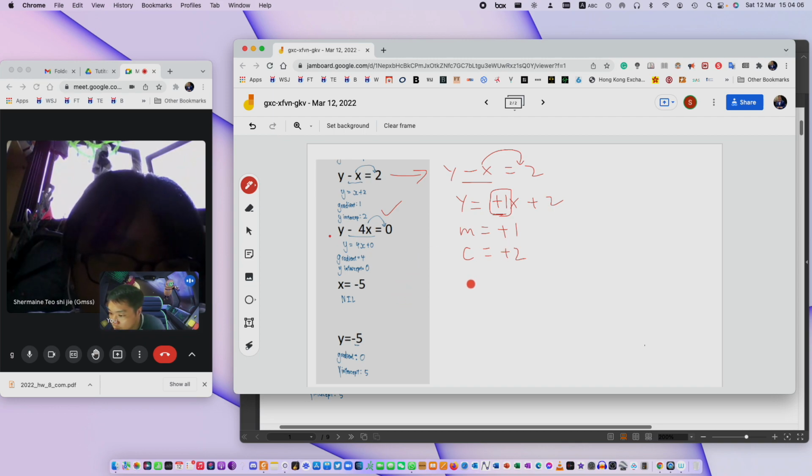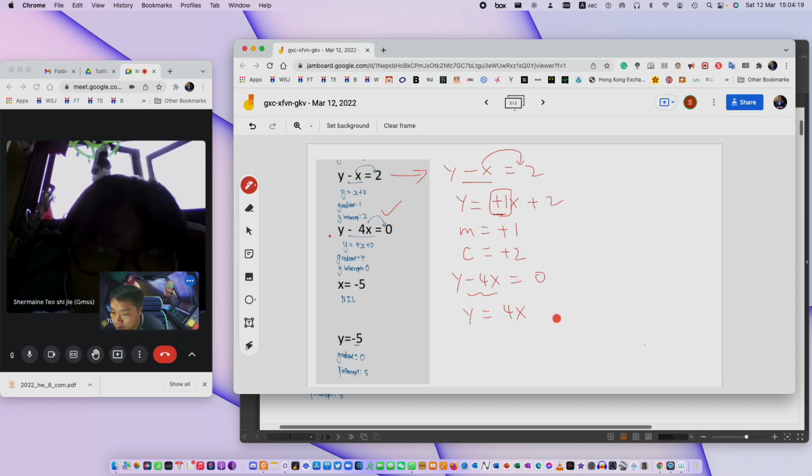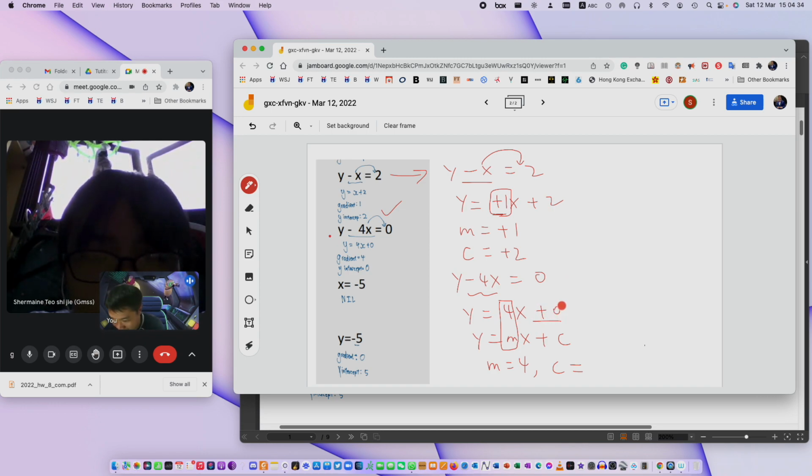Okay, so next question, very simple also. y minus 4x is equal to 0. Same thing, your minus 4x, you have to move it over to match the format. The format is y equals mx plus c. So you can compare that your m is equal to 4. And then your c, there is nothing behind, so you can plus a 0, then you compare, your c is equal to 0.